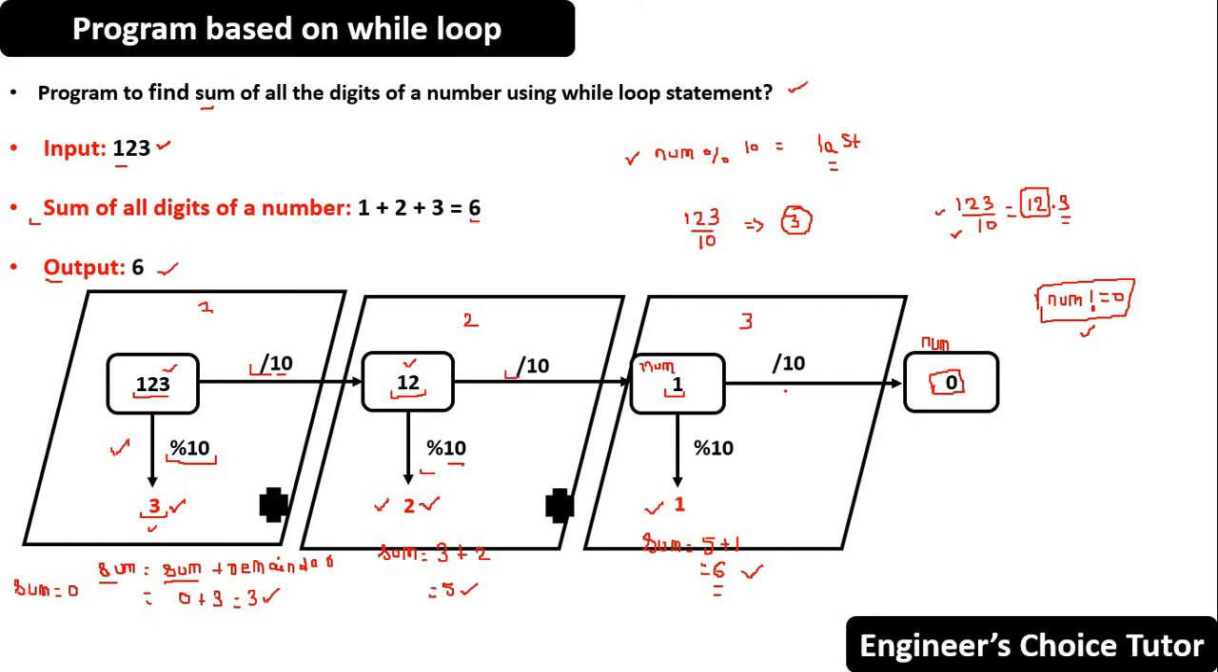Modulo division, right? This is what we are doing repeatedly on a number until the number is not equal to 0. We are performing this operation. So this is the logic. Now let's understand the steps to achieve the requirement, or the steps to follow.